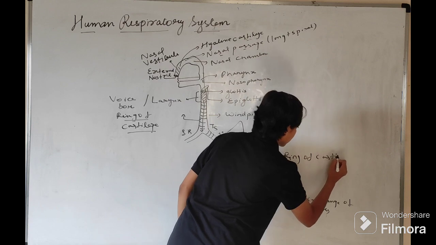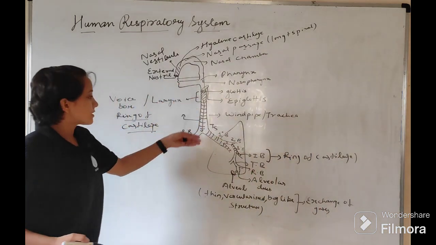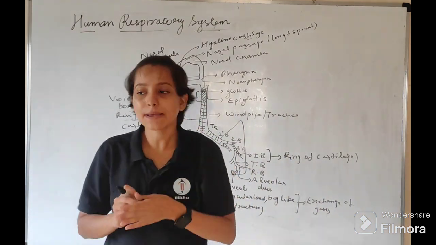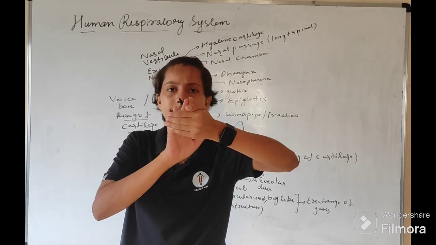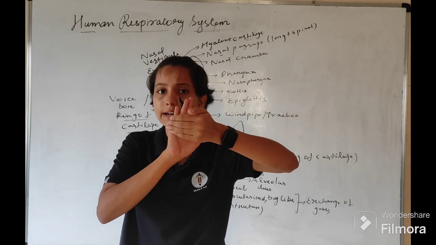Can you see that these ring-like structures present here are semicircular in nature? They are just present on the front side. What about the back side? Is there anything present on the backside?